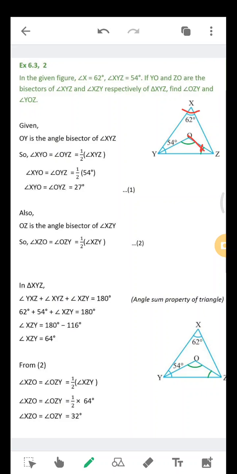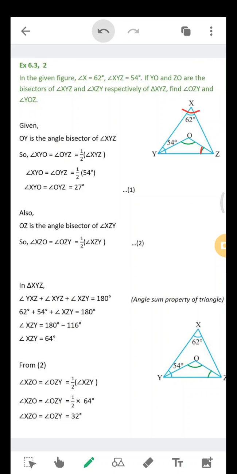Here, OZY. What is the measure of OZY? And we also have to find the measure of YOZ. So these two green colored angles, I marked with the green color, we need to find. For finding this angle, I need the complete angle Z, so that I can make it half. So first I'll find angle Z, then I'll make half of that to get OZY.